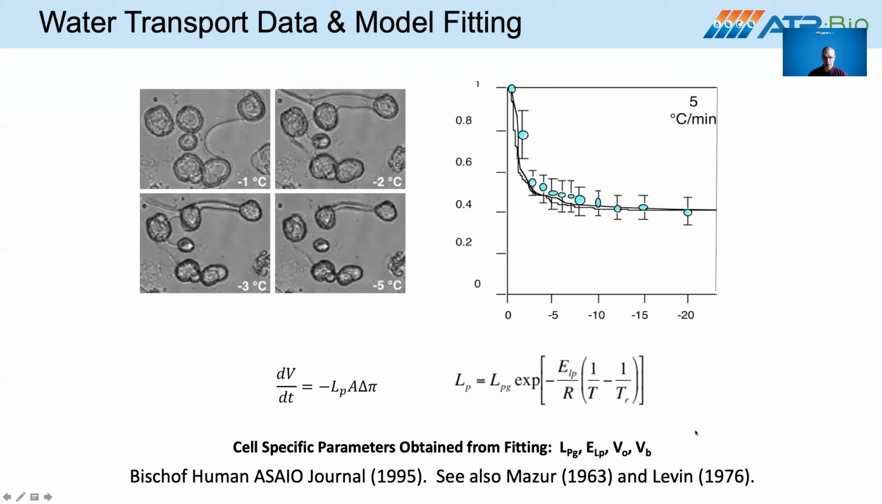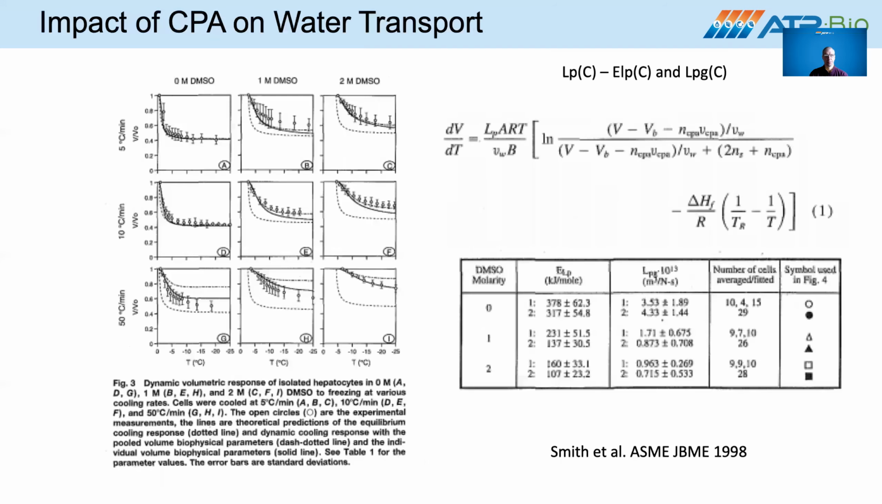And then you fit it to the equations that Ron Levin and others have worked with, and you can extract these parameters. So the membrane reference hydraulic permeability, usually at the reference temperature, which is usually the phase change temperature. ELP would be the activation energy for the process, and then the initial and the non-solvent volume. This is something we published back in 1995, the specific data set, but Mazur and Levin did many things like this and others in the past.